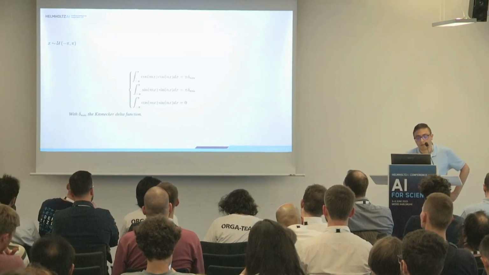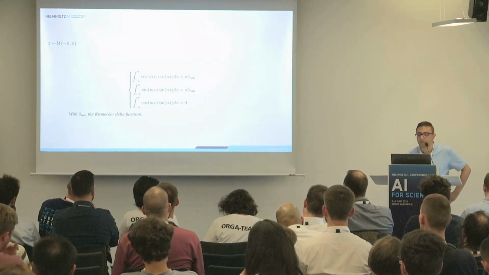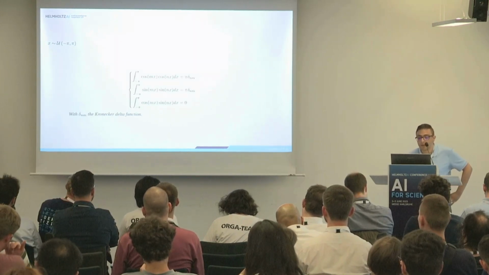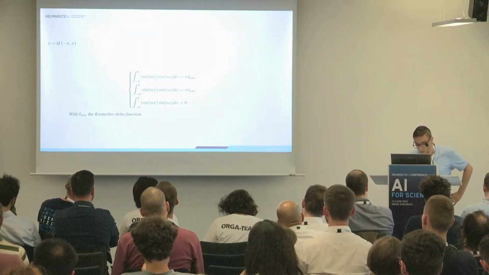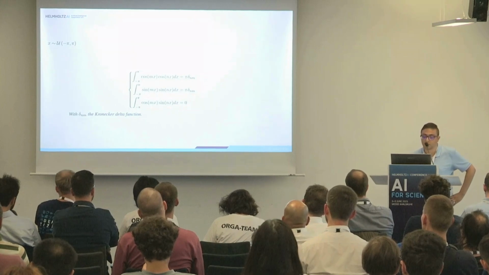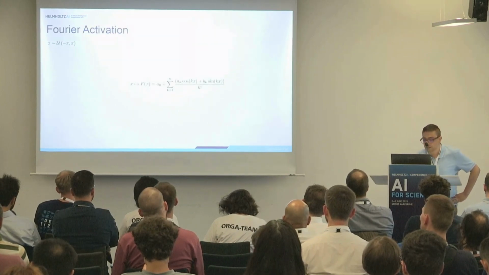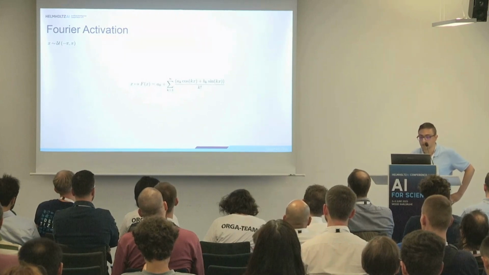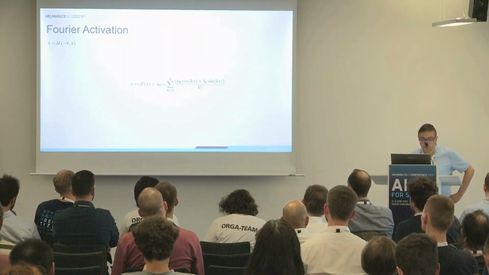Also, if you sample your data from a uniform distribution, the suitable basis, and you might be familiar with it, is the Fourier basis, which is cosine and sine. And this leads us to our second activation, which is defined like the first one.